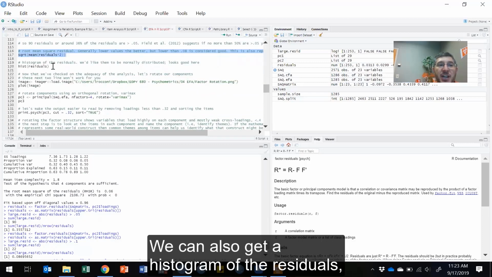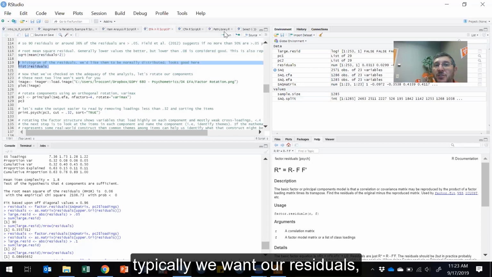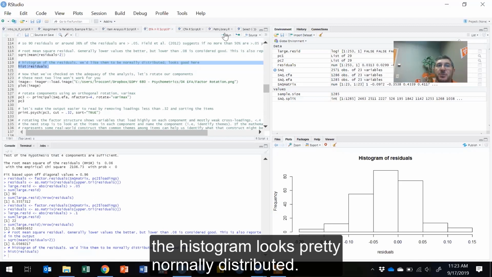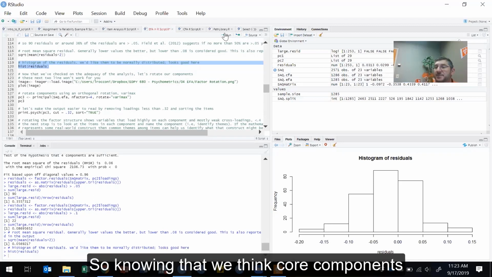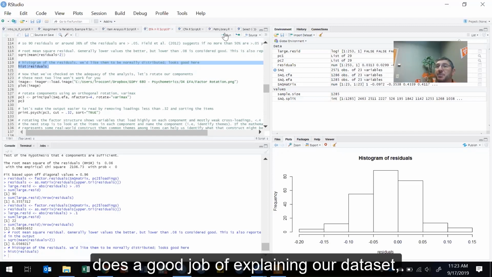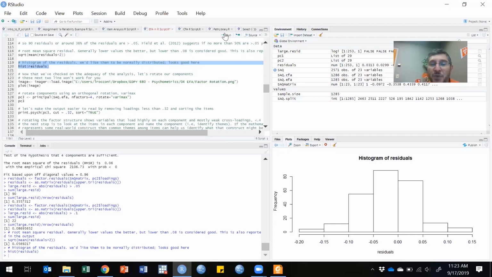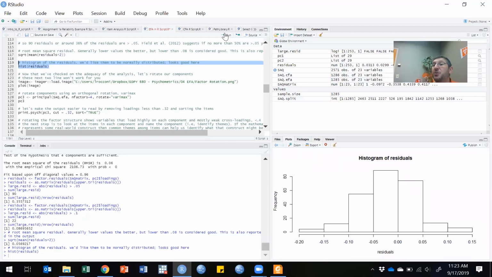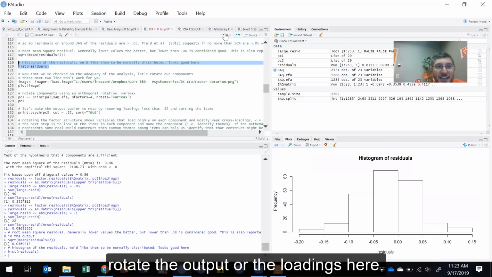We can also get a histogram of the residuals. Typically our residuals are assumed to be normally distributed. The histogram looks pretty normally distributed. So now, we think 4 components does a good job of explaining our data set. But now what we want to do is what we call rotate the output, or the loadings here.